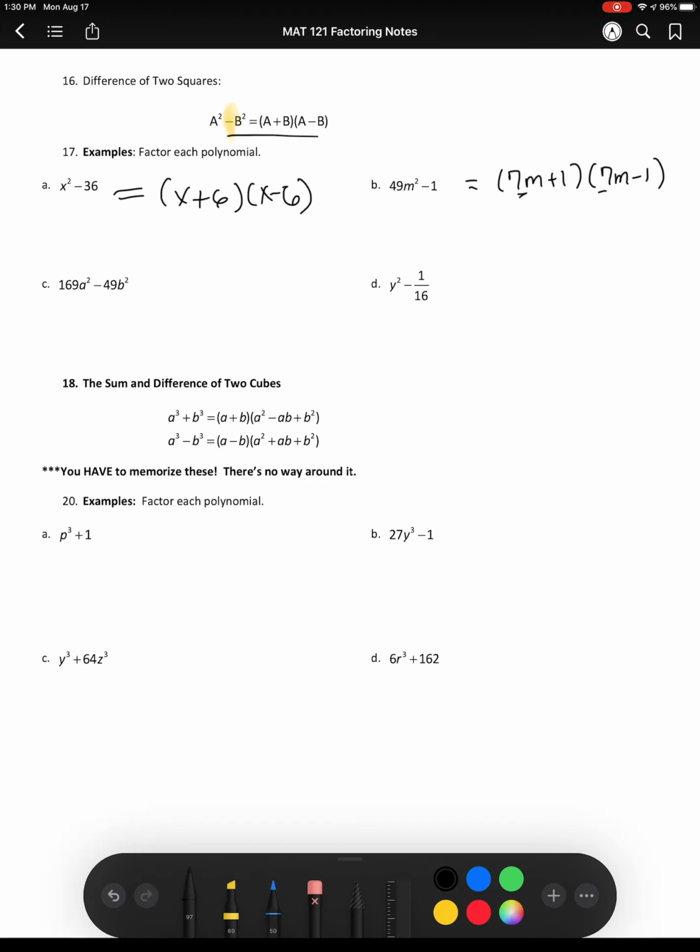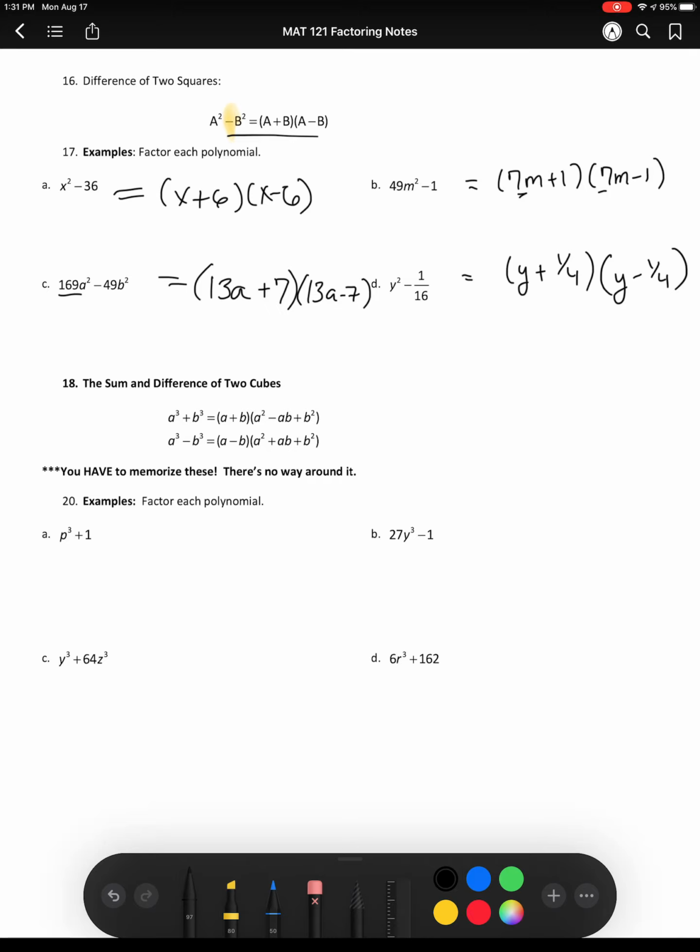So you'll notice that I'm just taking the square root of each part and making it one plus and one minus. C, 169a squared minus 49b squared would factor to 13a plus 7 and 13a minus 7. It doesn't matter which way we do it. And if you weren't sure about 169, you can take the square root of that on your calculator. And the last one, y squared minus 1 over 16, would factor to y plus 1/4 and y minus 1/4.